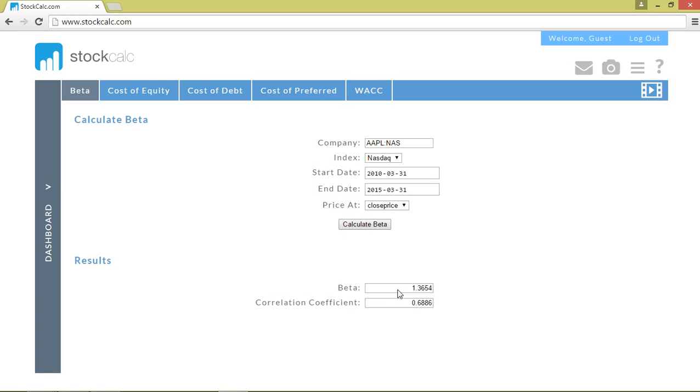The beta is the expression of how much the company moves compared to its index. So in this case, a beta of 1.36 implies that if the index moves up 1, Apple will move up 1.36. Conversely, if the index moves down 1, Apple will move down 1.36. We also show the correlation coefficient for this calculation.